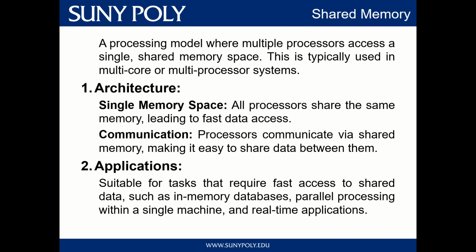Okay, so in the shared memory processing model, you might have multiple processors. It's typically used when you have a multi-core or multi-processor system. There is a single memory space. All processors share the same memory. This is suitable for tasks that require fast access to shared data, such as in-memory databases, parallel processing on a single machine, and real-time applications.